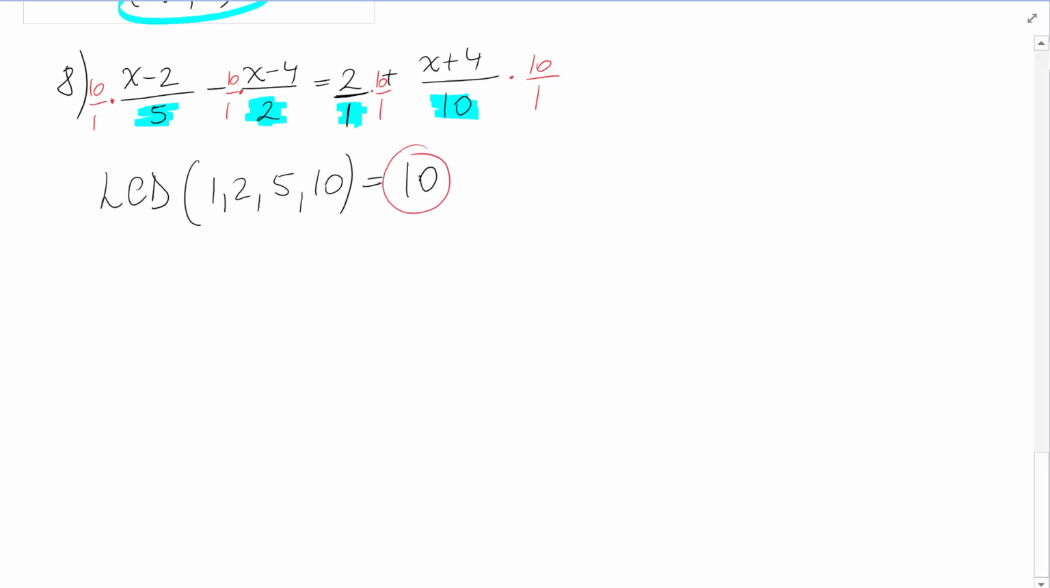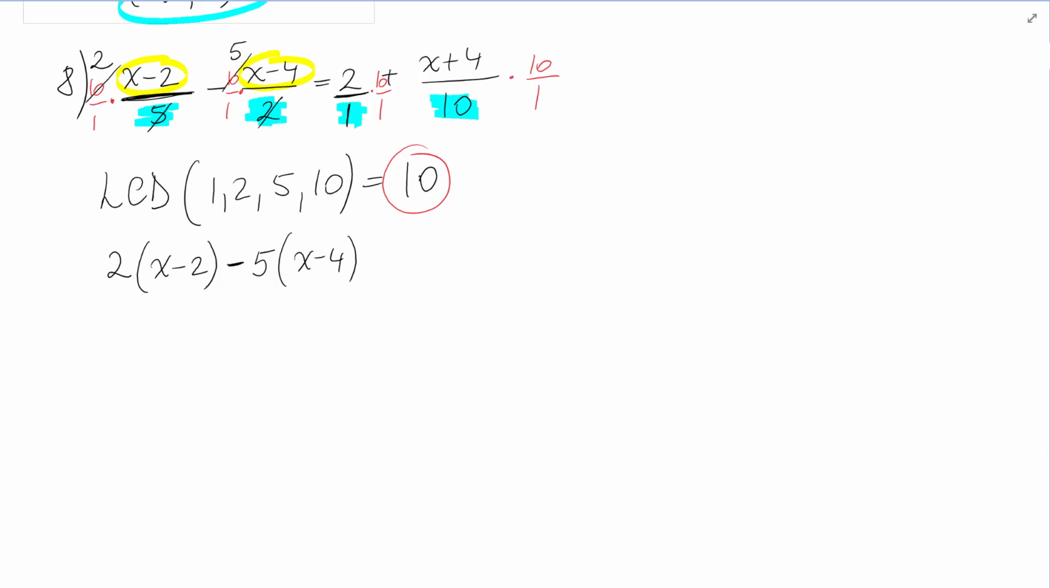So now, 10 over 1 times x minus 2 over 5, well, 10 divided, because this fraction means division, 10 divided by 5, it's 2. So I'm going to put a 2 here. That's going to create the term 2 times x minus 2. So no more fraction on the first term. Now minus 10 divided by 2, that's 5. So we are going to get minus 5 times x minus 4. And notice how I put parentheses around these terms because I get two terms there.